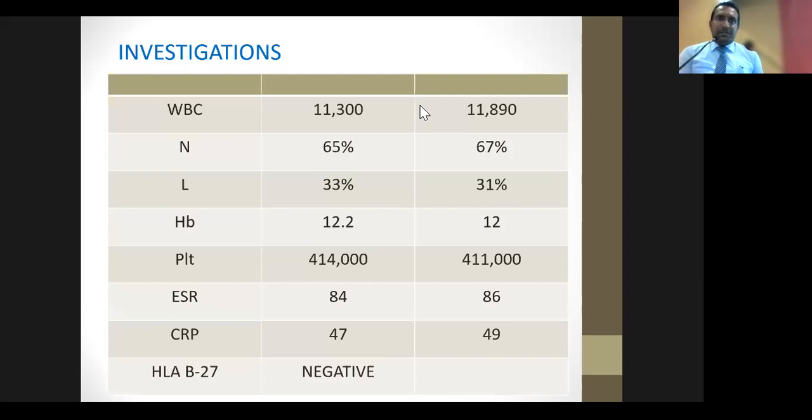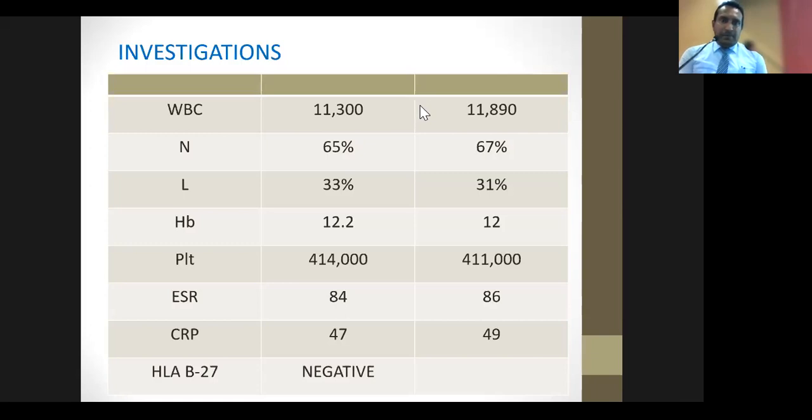Basic investigations showed leukocytosis with a neutrophil predominance, and there was marginally elevated platelet count. And he had high inflammatory markers from the beginning, ESR was in the 80s, and CRP was close to 50. HLA-B27 we tested, it came as negative.